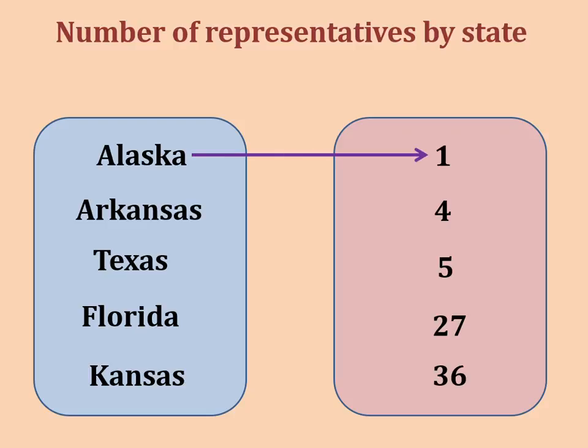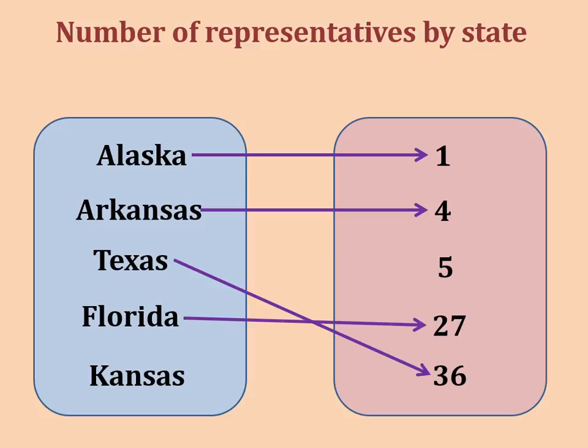Well, Alaska has one representative. Arkansas has 4. Texas has 36. Florida 27. And Kansas 4, same as Arkansas. Now this is the idea of a function. If we pick out any state on the left, there is a number on the right that goes with that state. And there's not two numbers that go with it, there's only one. Arkansas can only have 4 representatives, not 5, not 27, but 4.